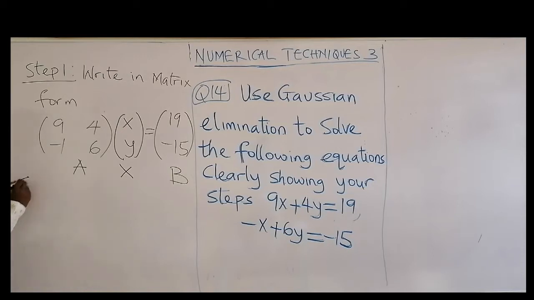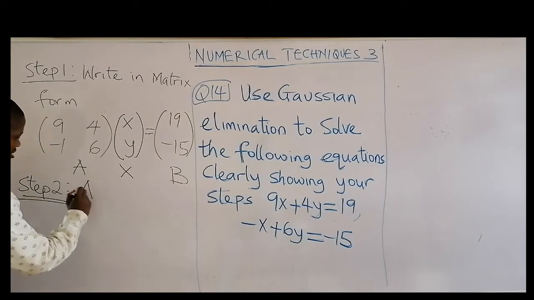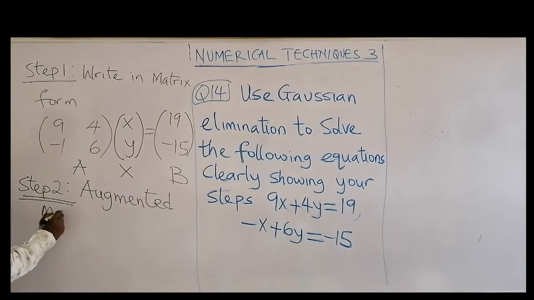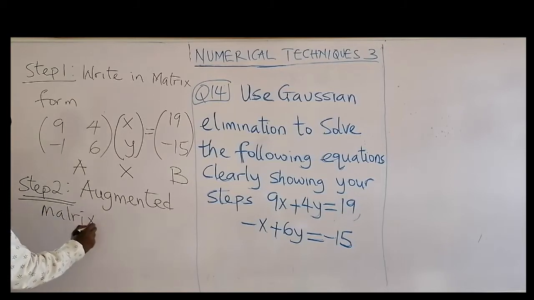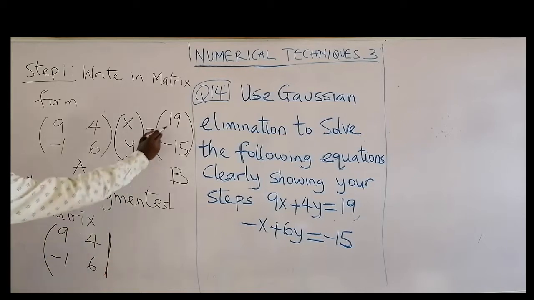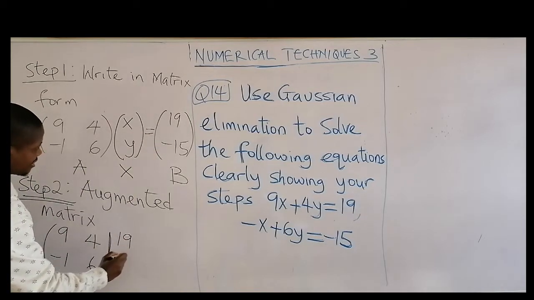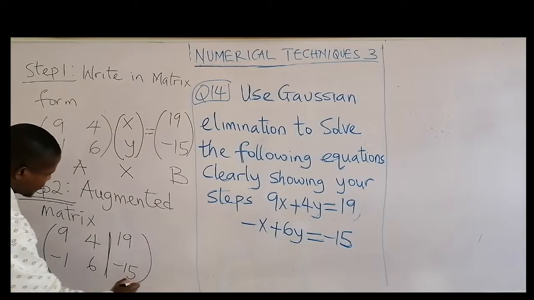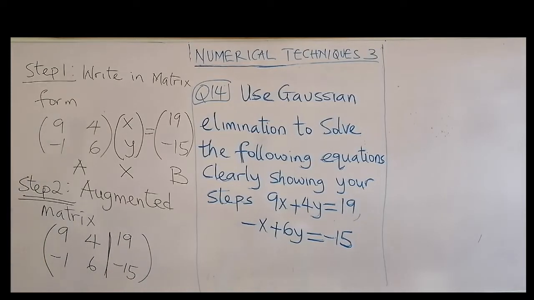Step 2: write the augmented matrix. That will be equal to 9, 4, then you put a line, then minus 1, 6. After this line, you write your equal values, 19 and minus 15. So that is the augmented matrix.